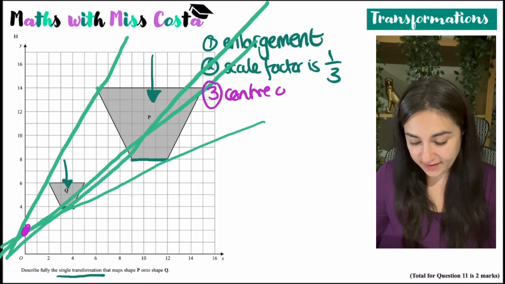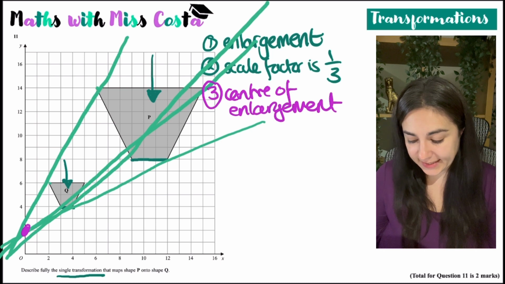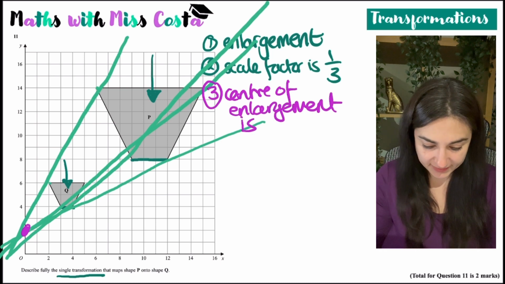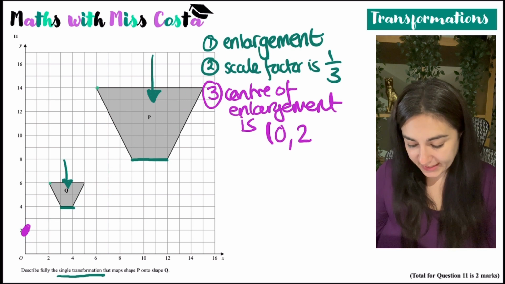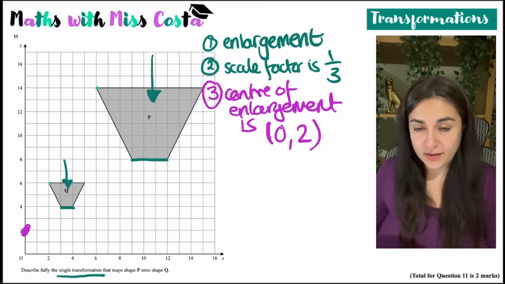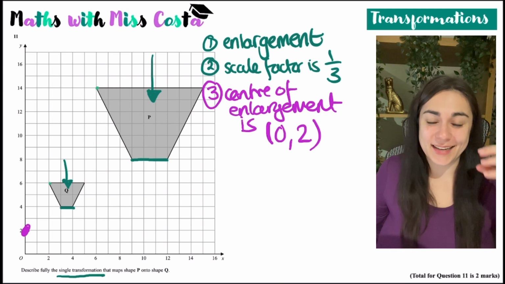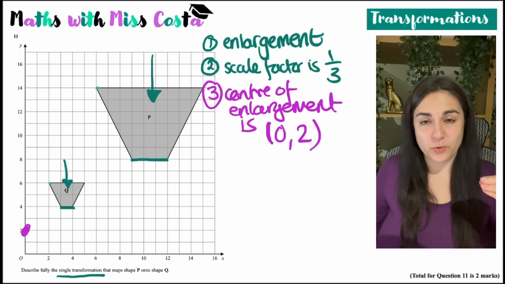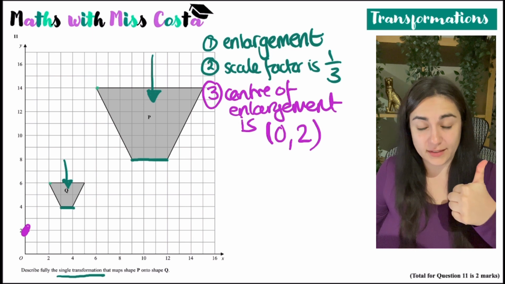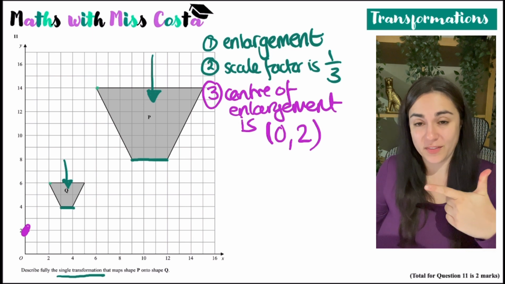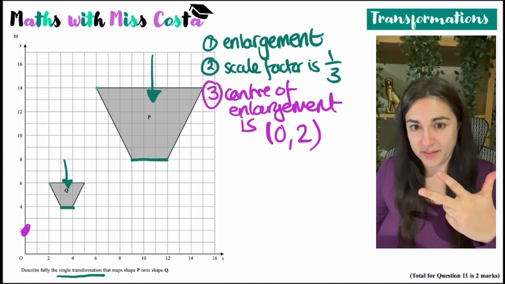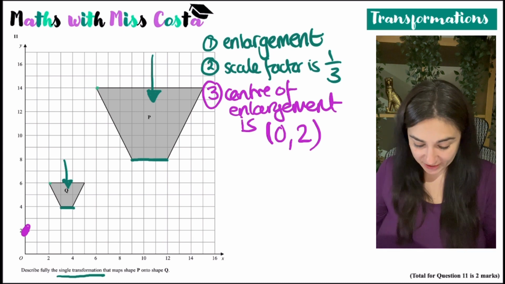So the center of enlargement is, let's just get rid of these lines so I can see where it is. The center of enlargement is (0, 2). So when you're doing transformations and talking about enlargements, it's really important that, step one, you name the transformation. If it's an enlargement, you have to say what the scale factor is and also what the center of enlargement is. And that's how you can get your full marks.